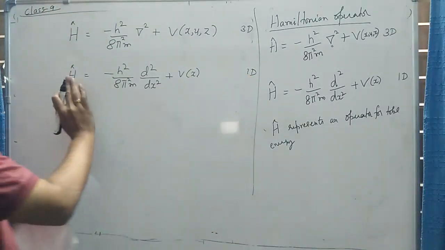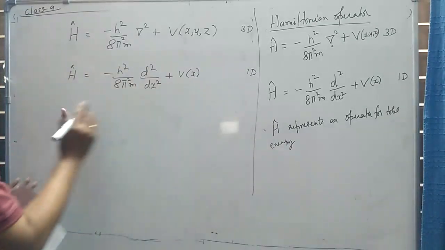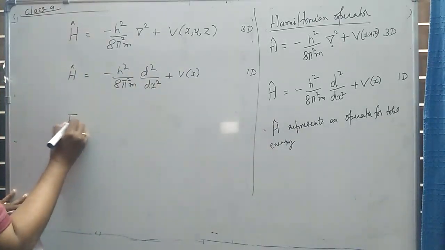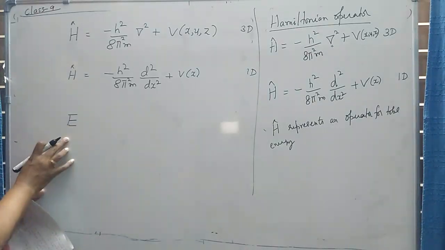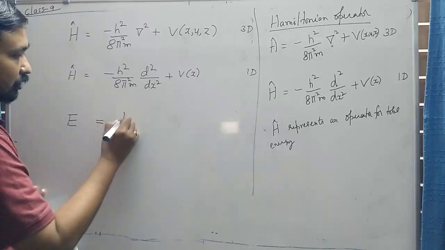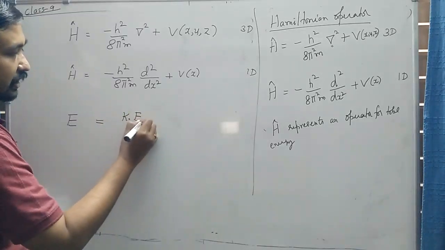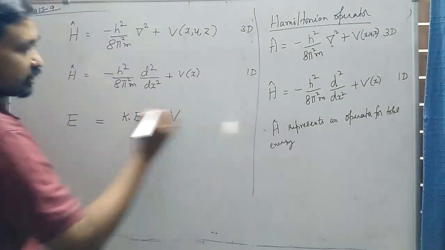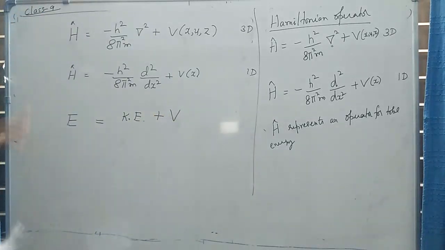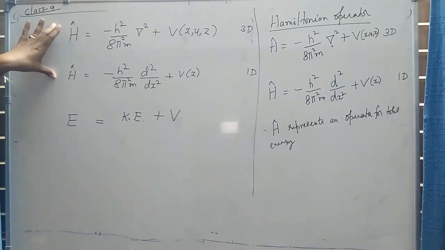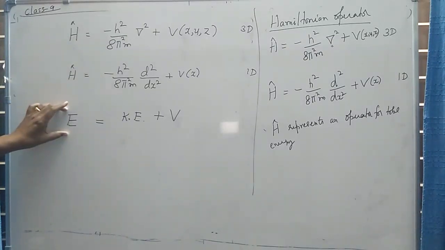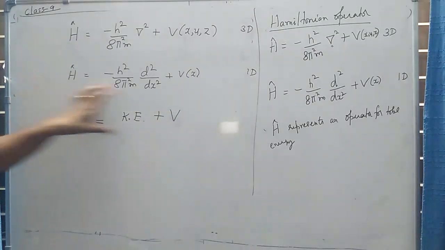This is the expression for operators. Now we will write an expression for the value of a physical quantity. The total energy E is nothing but the sum of kinetic energy plus potential energy. So if you compare these two expressions with this, these two are operator equations. This is a simple expression containing physical quantities.